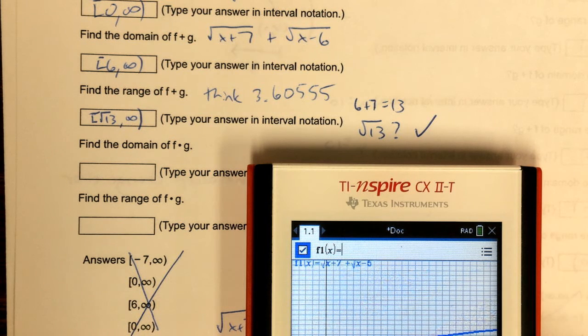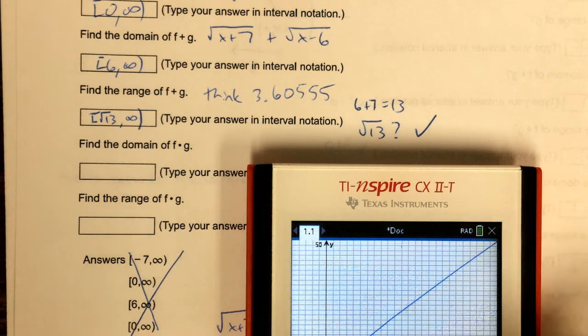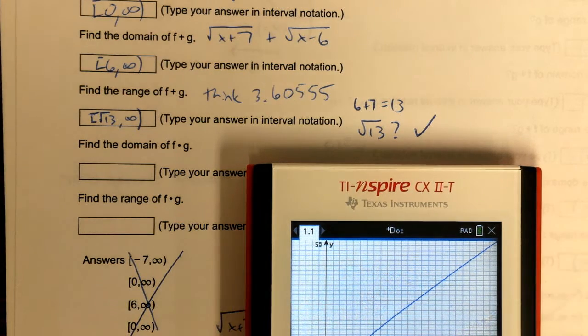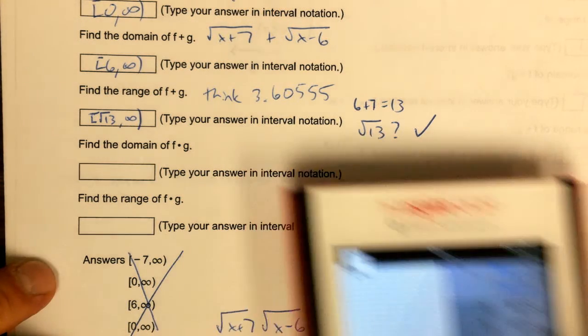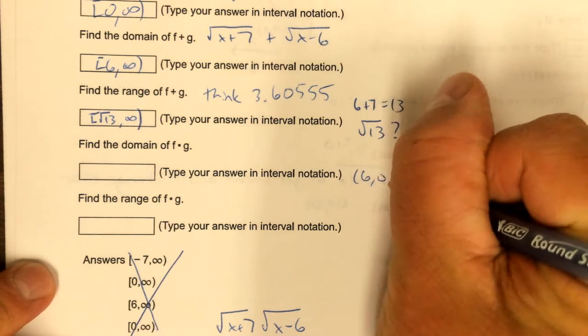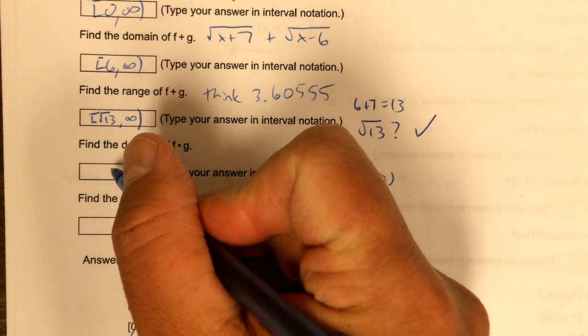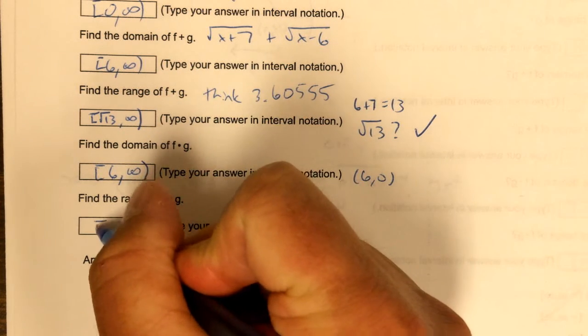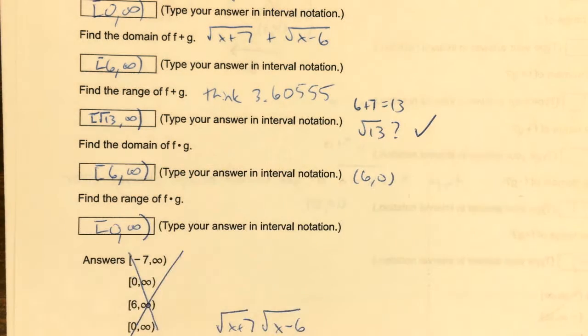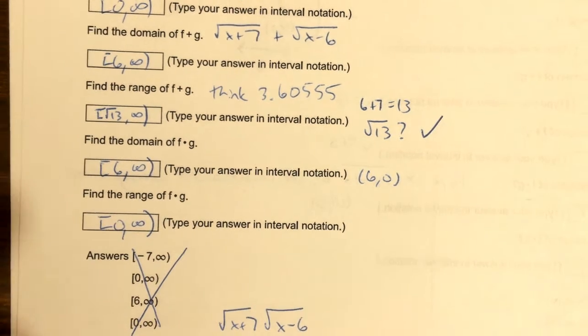So what we want is square root of x plus 7 times the square root x minus 6. And so it looks like that. And this one, you look in your table and find your first value at 6. So if it's 6, that means this part is going to be the 6. So bracket 6 infinity, and the 0 would be 0 infinity. Okay, so there's a couple of them. Yeah, they have lots of parts.